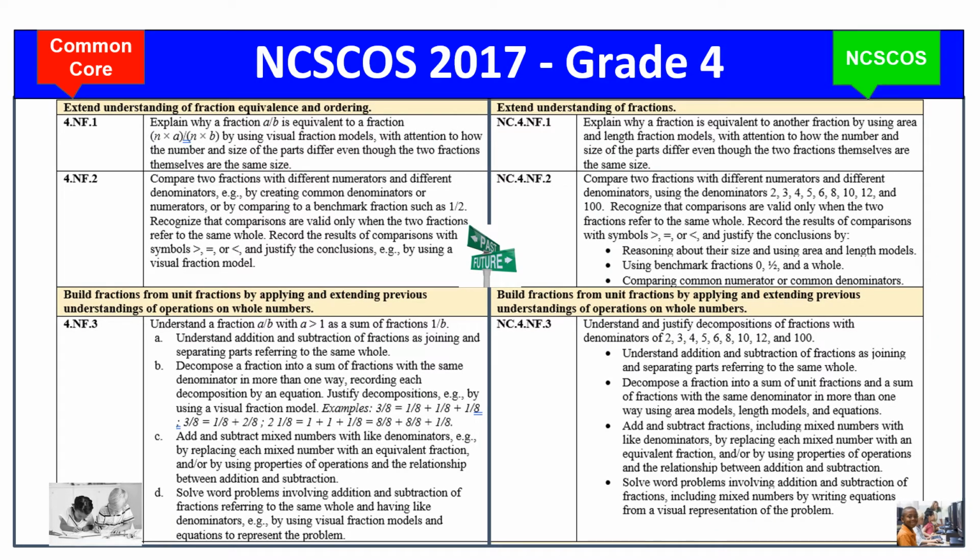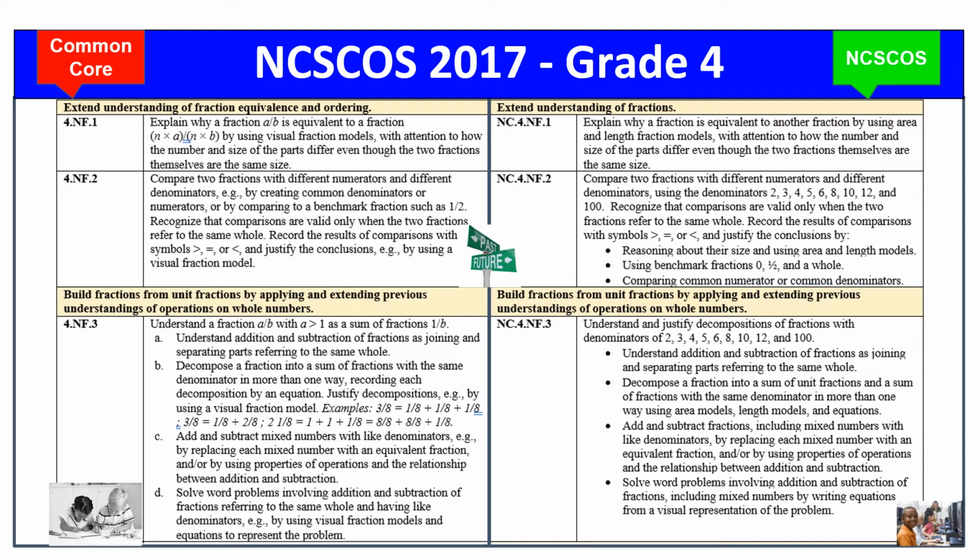Only a few minor changes have been made in NF standards for grade 4. Standards in this domain are limited to denominators halves, thirds, fourths, fifths, sixths, eighths, tenths, twelfths, and hundredths. NC 4NF1 explicitly states 4th grade students should use both area and length fraction models to explain why fractions are equivalent. NC 4NF2 emphasizes comparing fractions using benchmarks 0, 1/2, and 1 whole, reasoning about size and using area and length models, and comparing common numerators and denominators.